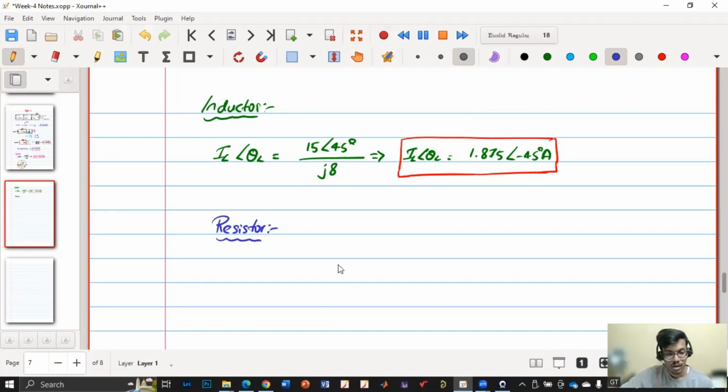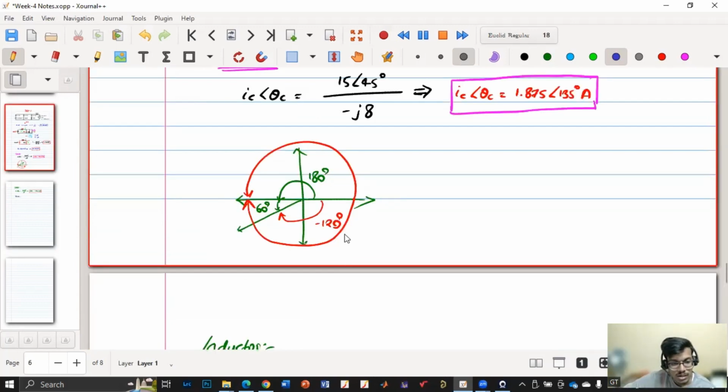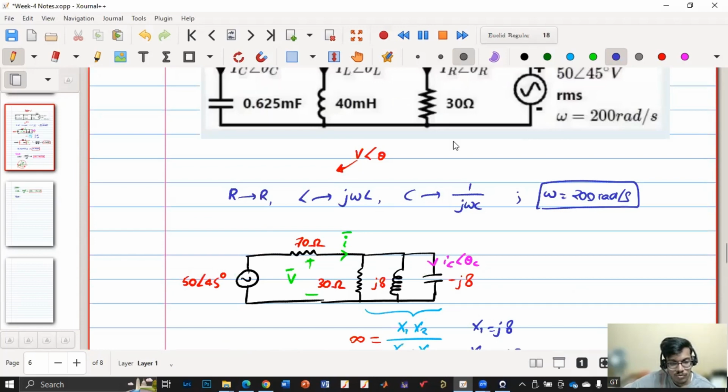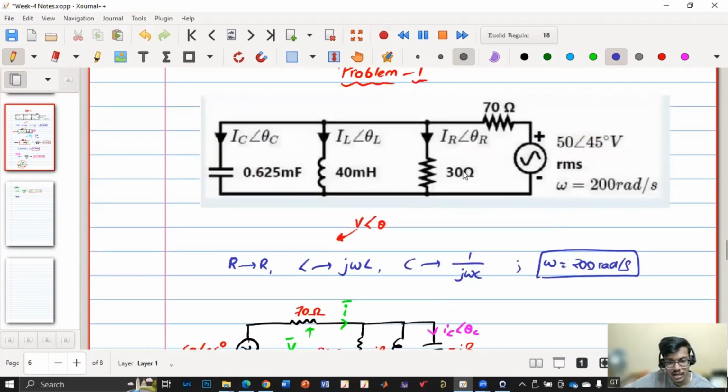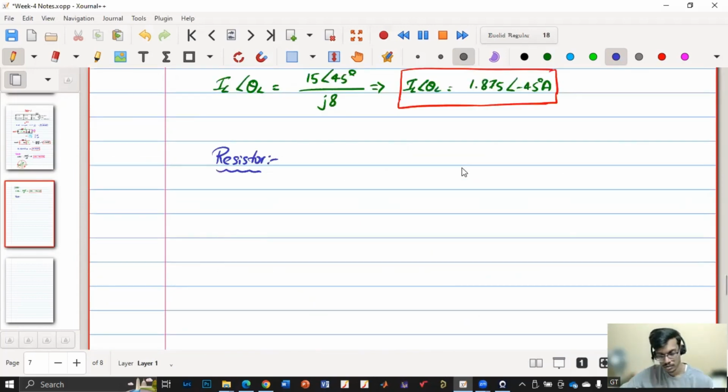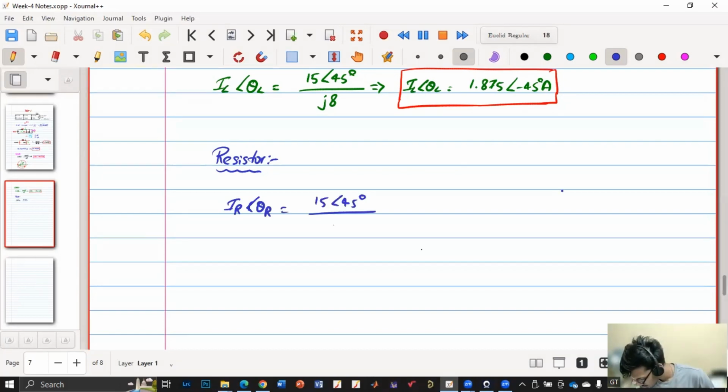Okay. So if we go to the resistor, what will be the value of IR angle theta? Has anyone calculated? 0.5, angle 45 degrees. Okay, you are right. So now we also got IR angle theta R is 0.5 angle 45 degrees ampere.